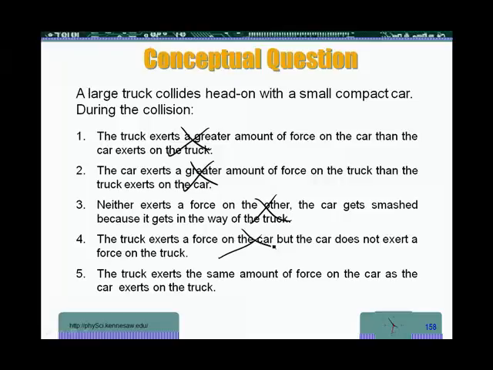And we have our fifth answer. The truck exerts the same amount of force on the car as the car exerts on the truck. That's our Newton's third law of motion. The truck is going to exert, for example, the action, and the car is going to exert the reaction, or vice versa. The action and reaction are going to be equal to each other and opposite in direction.